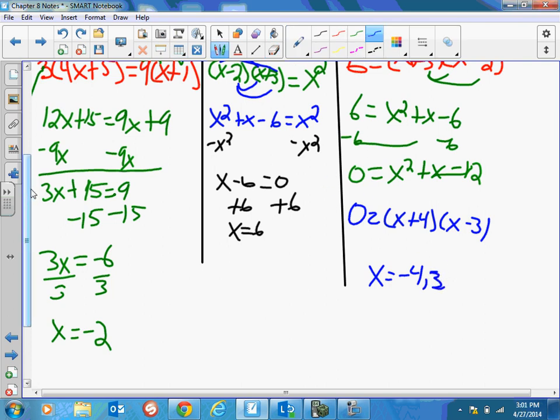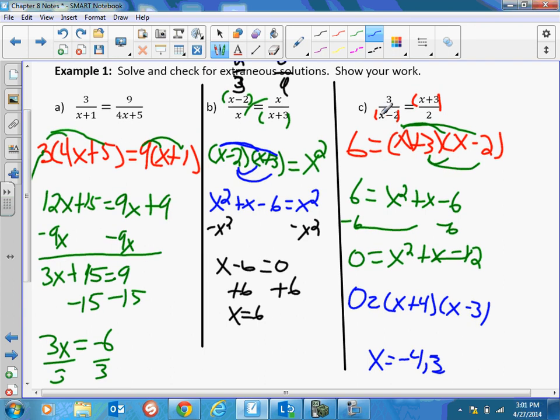Okay, if you plug those back in, let's plug in negative 4 first. Negative 4 minus 2 is negative 6. 3 divided by negative 6 would be negative 1/2. Negative 4 plus 3 is negative 1. Negative 1 over 2 would be negative 1/2. So we know negative 4 works. Then you can plug in 3 real quick. 3 minus 2 is 1. 3 divided by 1 is 3. And 3 plus 3 is 6. 6 divided by 2 is 3. So it does check out for both of them.